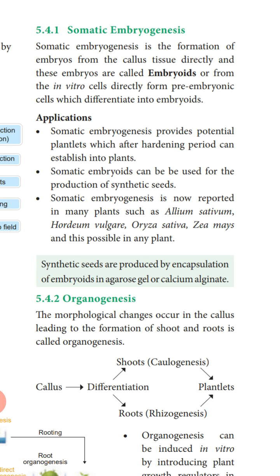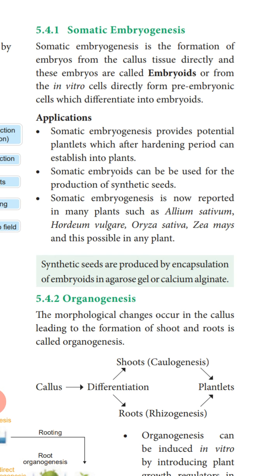So somatic embryogenesis has already been done in these plants, and it can be done in any type of plant. So this is what we have studied: if from the callus the embryo is developed directly, then it is called somatic embryogenesis. Since there is no fusion of gametes here, this embryo is formed without the fusion of gametes, so we call it somatic embryogenesis.